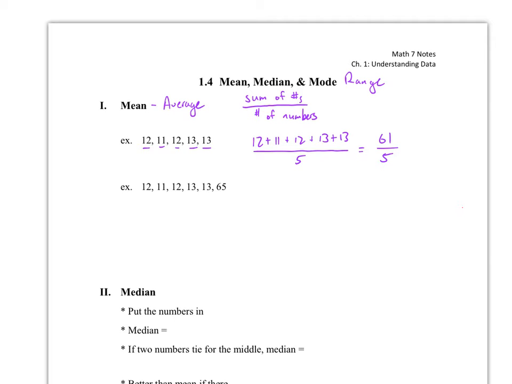Well, how I did that, I looked at them and I said 12 and 13, that makes 25. And then 12 and 13 makes another 25. So 25 and 25 is 50. Plus my 11 gives me 61. That's how I did that one in my head. Right? So 61 divided by 5. So it's going to go in there 12 times. And it's going to have a decimal, right? And if you did it in your calculator, hope you got 12 point.